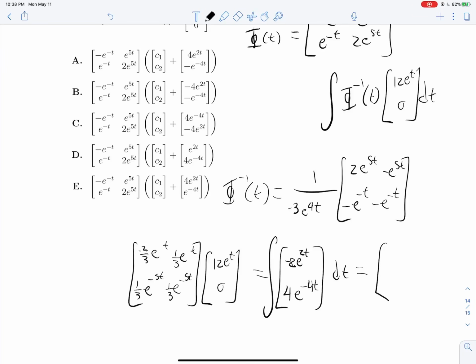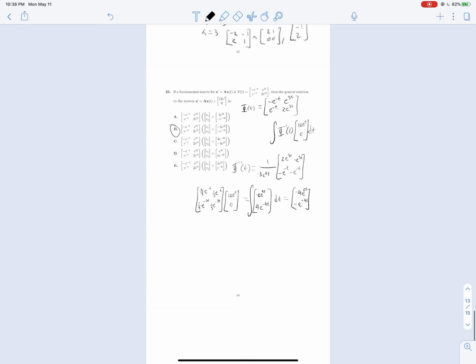That will give us another 2x1 matrix, with entries negative 4 e to the 2t. Yep, that works. And negative e to the negative 4t, like that. So our answer should be B. That seems to match what we have exactly. Okay, and we are out of here.